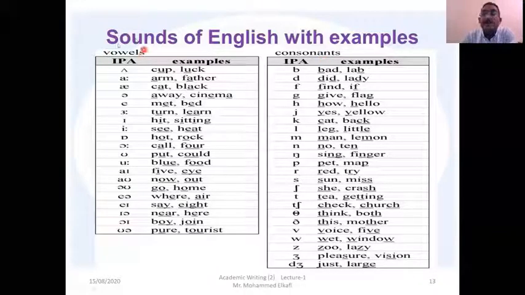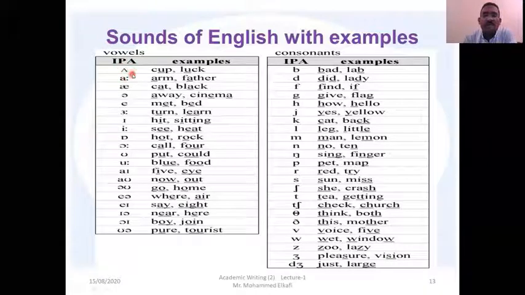When we say vowels, as I said before, the air will come out freely. The air will come out from the lungs through our mouth freely, without any obstruction to the air. So let's think of the vowels first.